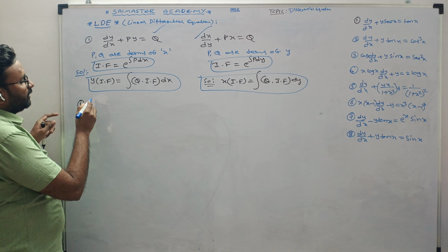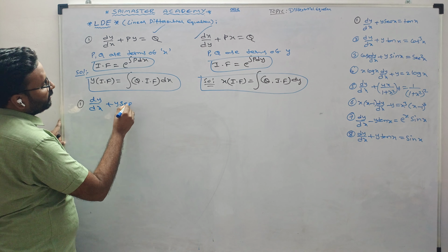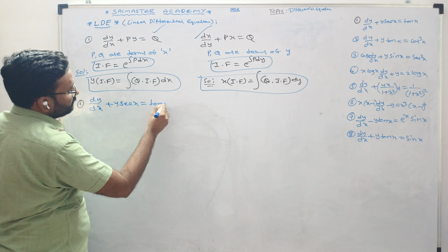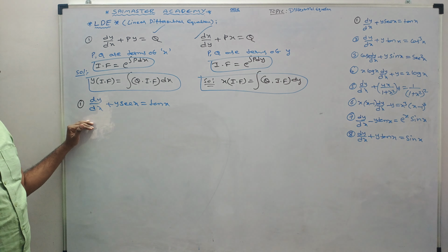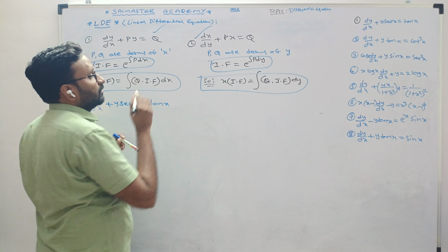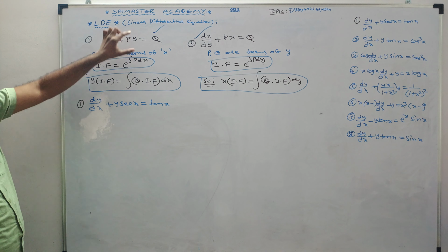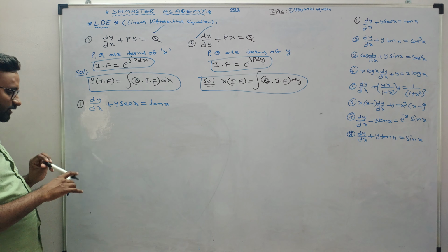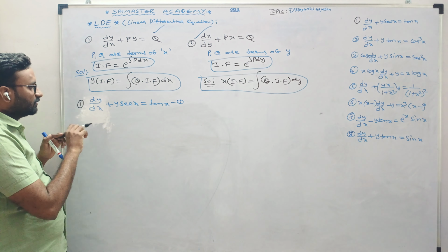Integral, sorry, dy by dx plus y secant x is equal to tan x. This is the question. First of all, you have to check which form it is in, of those two, 1 and 2. Take 2. So this is clearly dy by dx plus py equal to q. So what is p, what is q, you have to find.